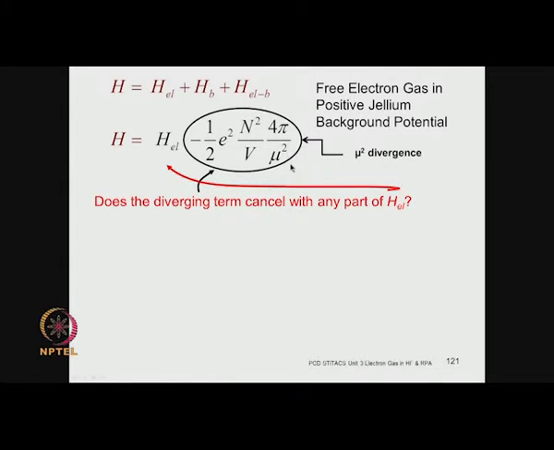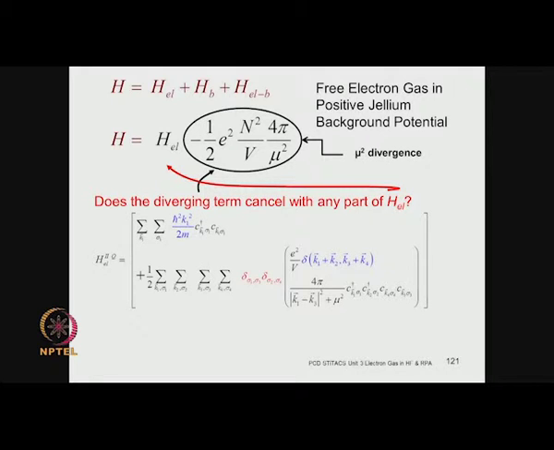Now before we proceed, we should inquire if any part of the electronic Hamiltonian, which is the first term, also has some contribution which goes as what you see in this circle. In the circular loop, you have a term which goes as n square over v, 4 pi over mu square. So if there is a term sitting inside this anywhere, and that is something that we have to search for, then there is a possibility that there would be a cancellation of this mu square divergence. That's something that we are going to examine, and we promised ourselves that we will do that.